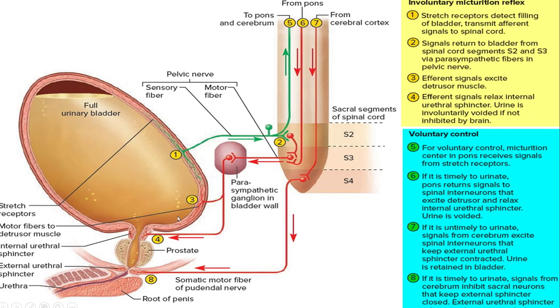Voluntary control. For voluntary control, the micturition center in the pons receives signal from stretch receptors. If it is timely to urinate, the pons returns signal to spinal interneurons that excite the detrusor and relax the internal urethral sphincter. Urine is voided. If it is untimely to urinate, signal from the cerebrum excites spinal interneurons that keep the external urethral sphincter contracted. Urine is retained in the bladder.